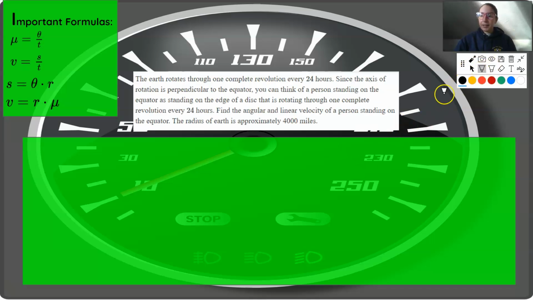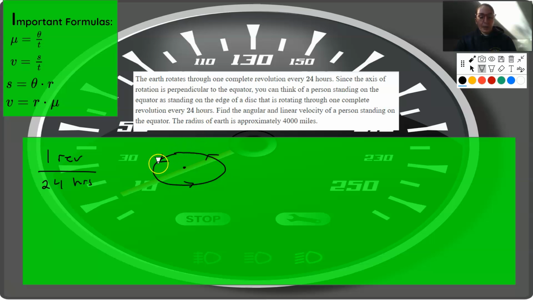All right, let's look at an application problem. The Earth rotates 1 complete revolution every 24 hours. Since the axis of rotation is perpendicular to the equator, you can think of a person standing on the equator as standing on the edge of a disk. This means we're taking what was a 3-dimensional problem and putting it in a 2-dimensional problem. So you can think of yourself as being on a disk and rotating around. Now this becomes a circular problem instead of a spherical problem, and we rotate all the way around every 24 hours.